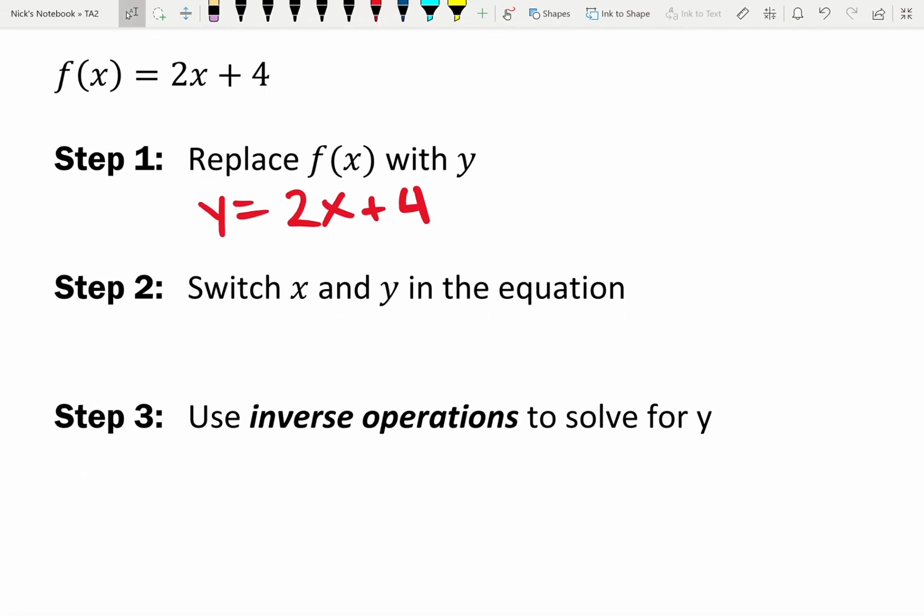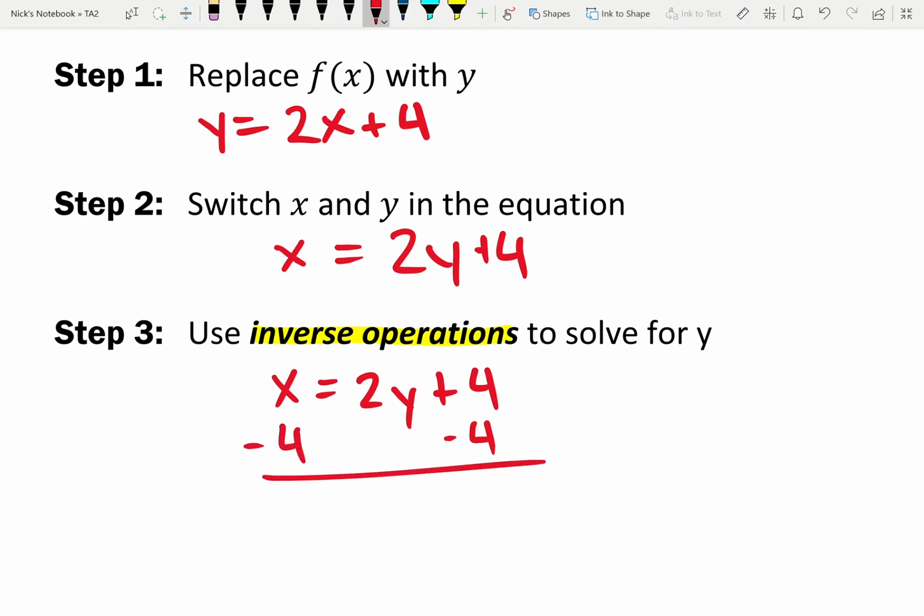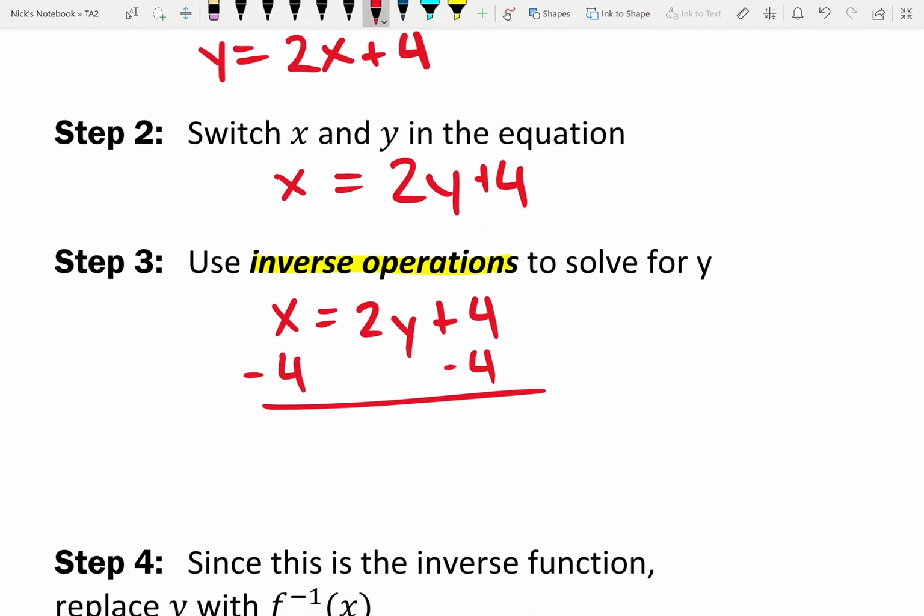Okay, switch x and y in the equation. So remember, we're just switching x and y in the equation. That's all an inverse does. Okay, we have x equals 2y plus 4 now. Okay, so all we do is switch it. And now we are using inverse operations, right? Inverse operations. That's why it's called the inverse function. Okay, so in order to use inverse operations to solve for y, let's go ahead and solve this. So we're going to subtract 4. All right, just think back to your first algebra class. So we're going to subtract 4, and we have x minus 4 equals 2y.